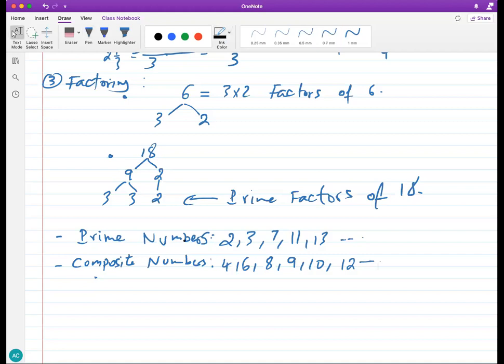So that's basically what we do. We'll break it down until you get all the numbers like these. If you get one of these, then you need to break it down again until you end up with only prime factors.